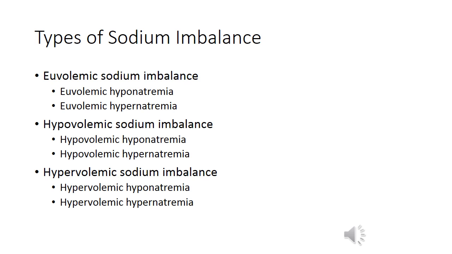Hypervolemic sodium imbalances occur when the amount of water in the body is increased, or fluid volume excess. Hypervolemic hyponatremia occurs when there is too much water in the bloodstream. The excessive water dilutes the normal sodium content in the body, lowering the serum sodium level of the body. Hypervolemic hypernatremia occurs when there is too much sodium in the bloodstream.